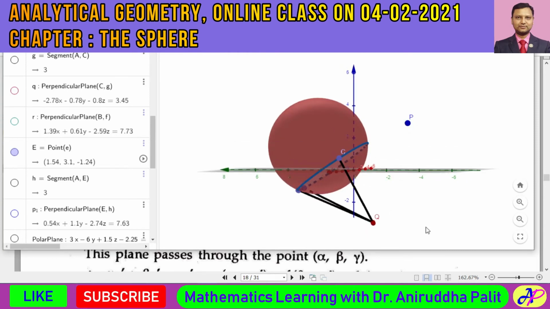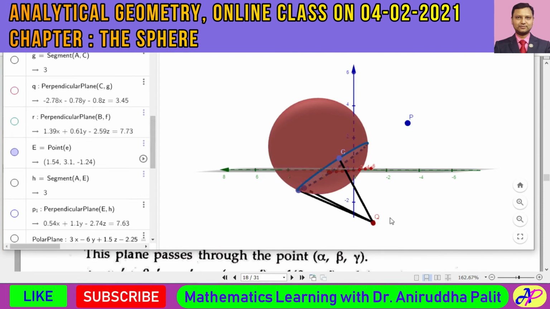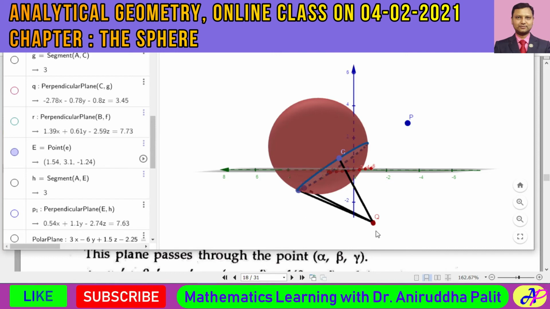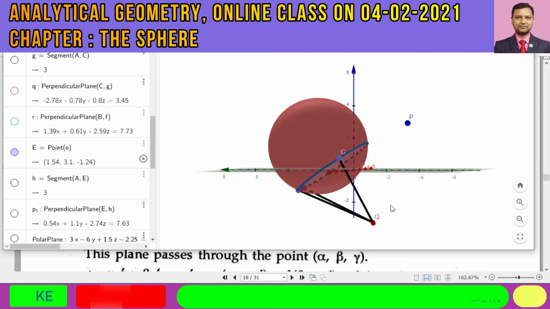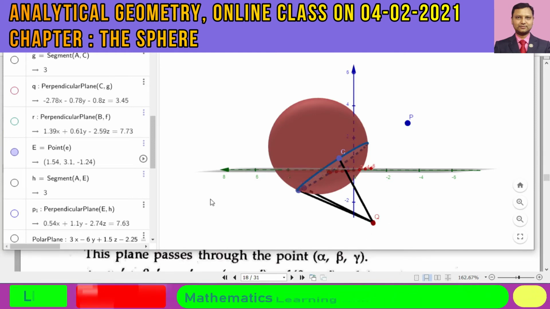So these are the three tangent lines and the locus of the point Q. I am going to show you the locus of the point Q, and you will ultimately find that this locus is passing through a fixed plane. This locus of the point Q will pass through a plane, and that plane is called the polar plane. Let me show you how.